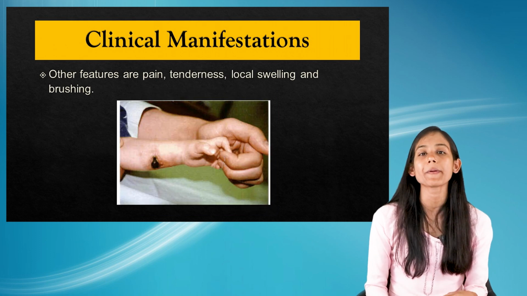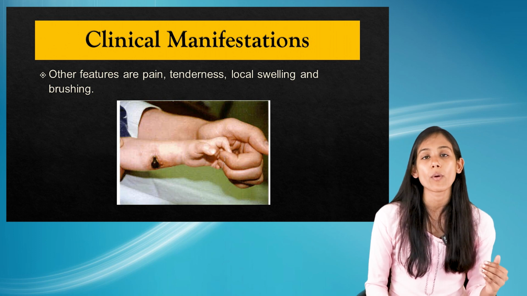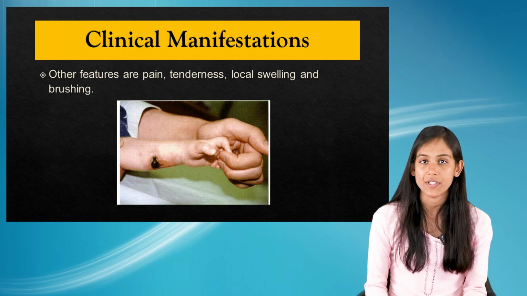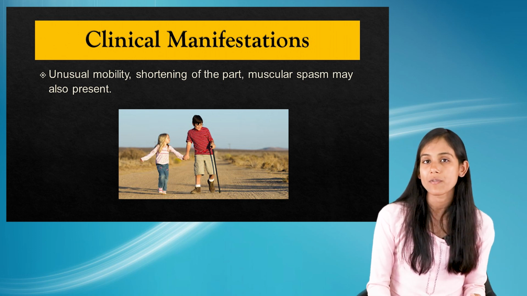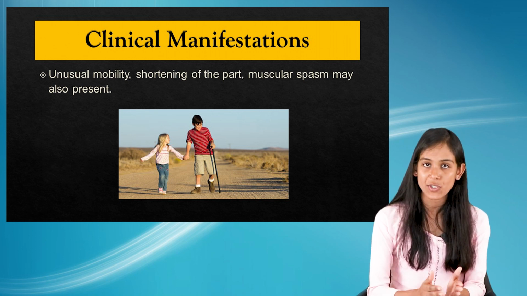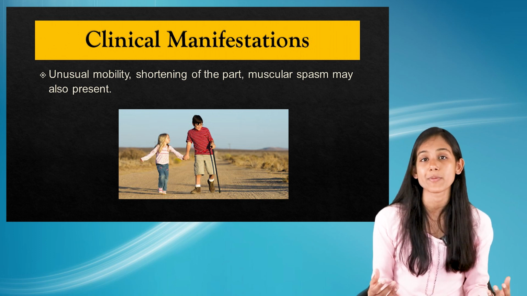Other than this, there would be pain, tenderness, localized swelling and bruising. We can also see unusual mobility and shortening of the part where the fracture happened. And apart from these things, there can also be muscular spasm.